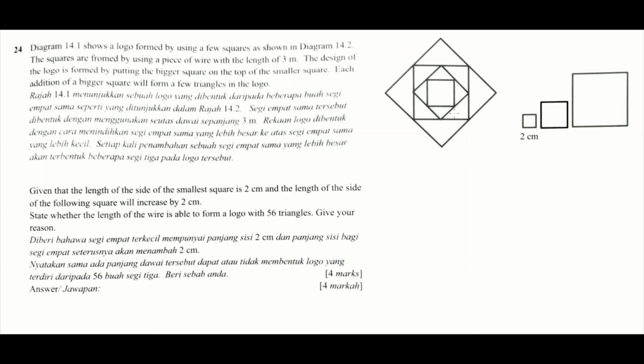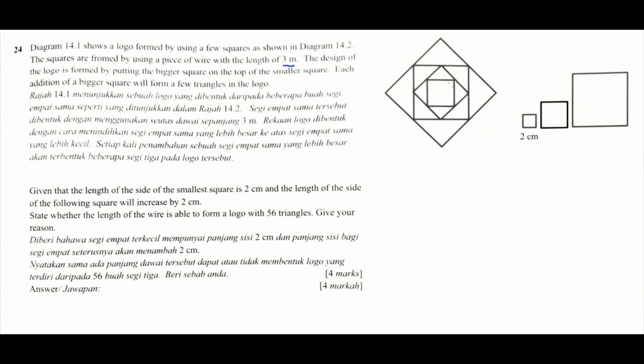So the diagram here shows the logo formed by using a few squares as shown in diagram 14.2. The squares are formed by using a piece of wire of length 3 meters. The design of the logo is formed by putting the bigger square on top of the smaller square.